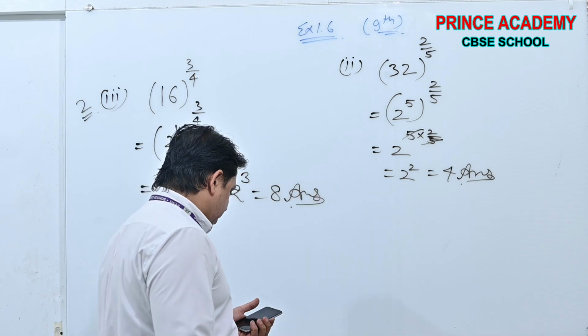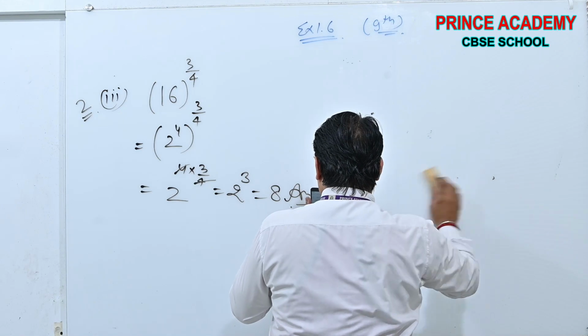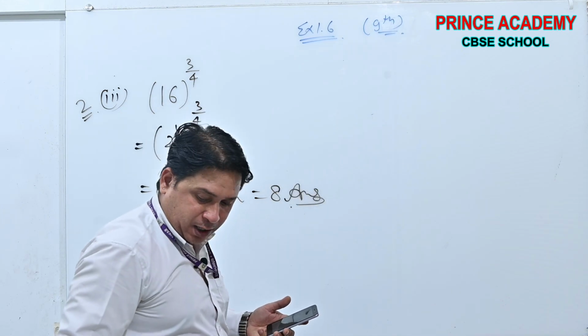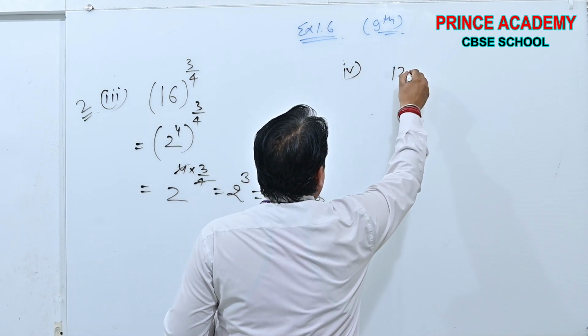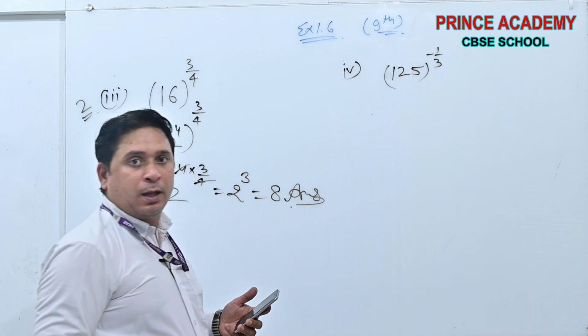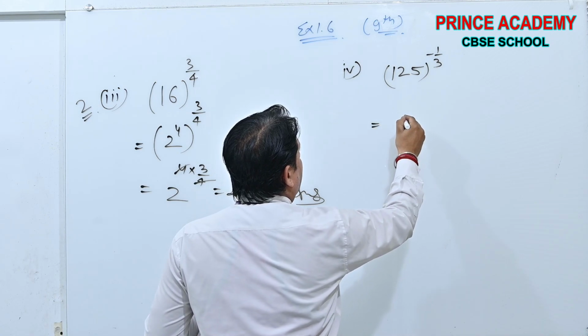See fourth part. What is given here in fourth part? It is so simple. 125 raised to power minus 1 by 3. Yes or no? 125 is, what is 125? 5 raised to power 3.